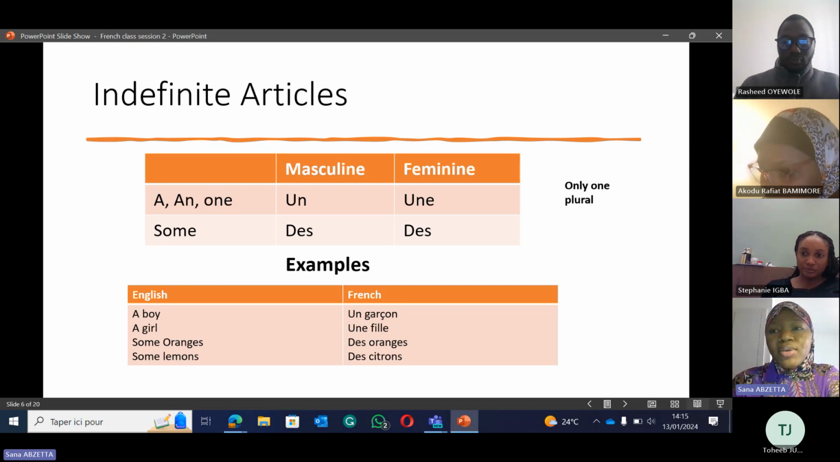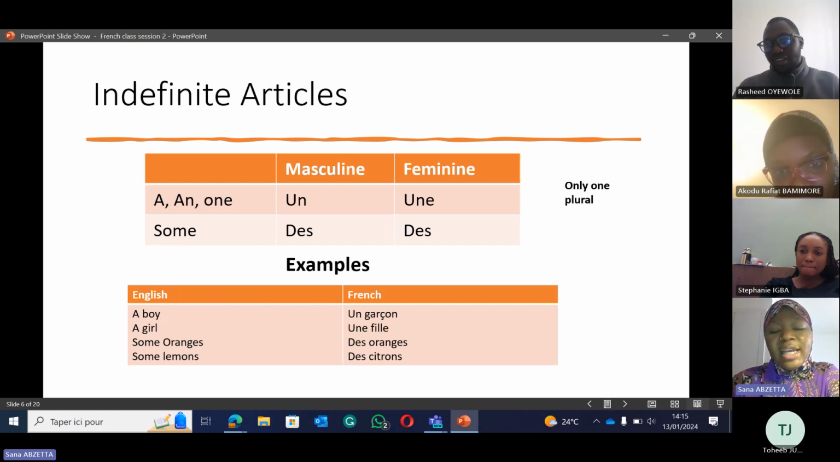But there is really not a tip to know exactly if the word is masculine or feminine. It's with practice, you get to know the words, and you will get familiar with the gender of the word. But if the word is plural, you just use des. It's the same for masculine or feminine, you just use des. So, for example, if you want to talk about Rachid, you will say "it's a boy". In French, you will say c'est un garçon. But if you want to speak about Stephanie, you will say "it's a girl".